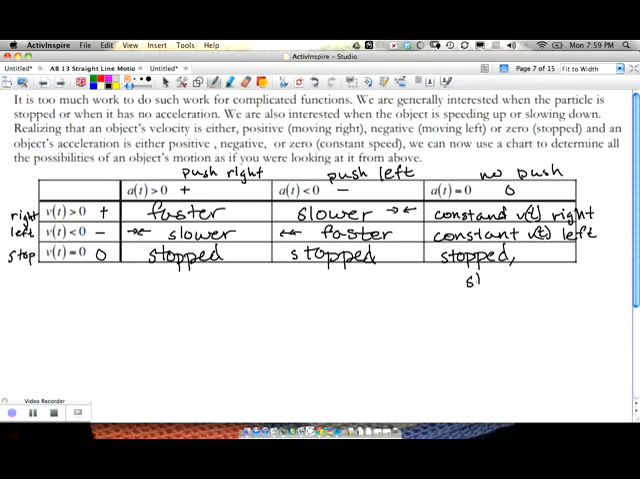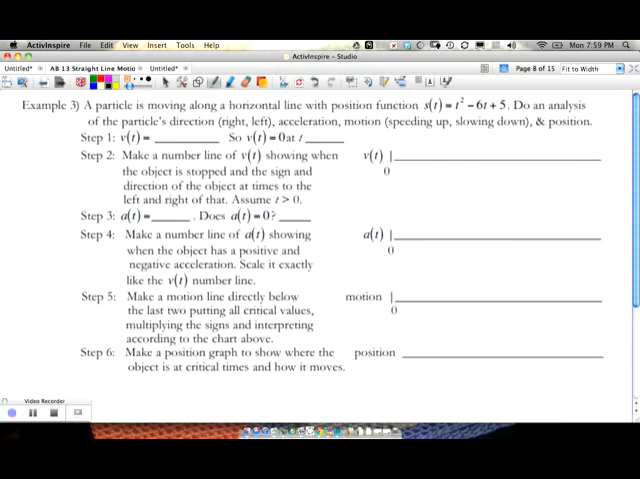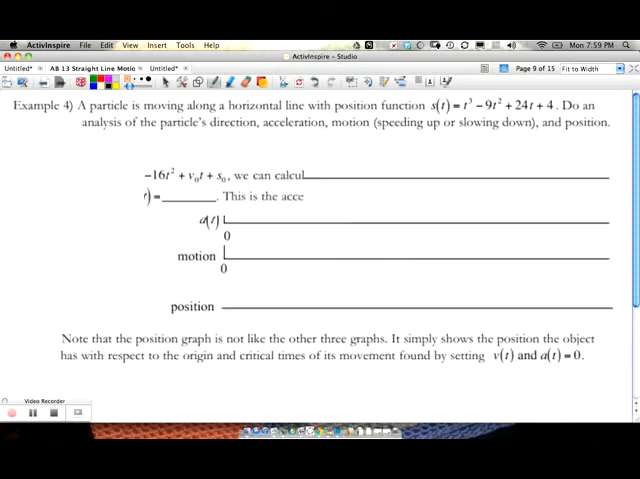Let's try and put this to an analysis here. We're going to look at a couple of examples. How many are we going through? I think just example 3 and 4. Yeah, we're just going to look at 3 and 4, then we'll jump into the second part of the video after that.